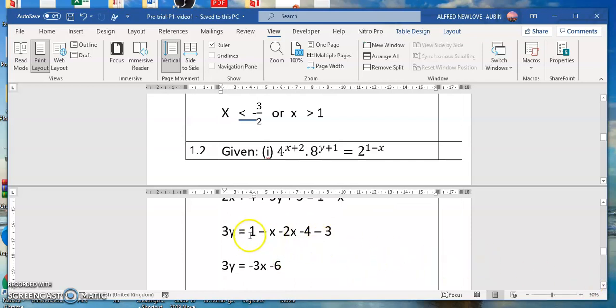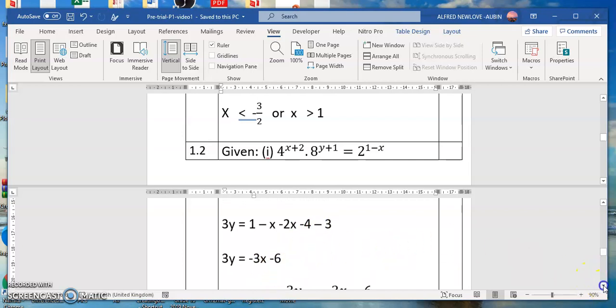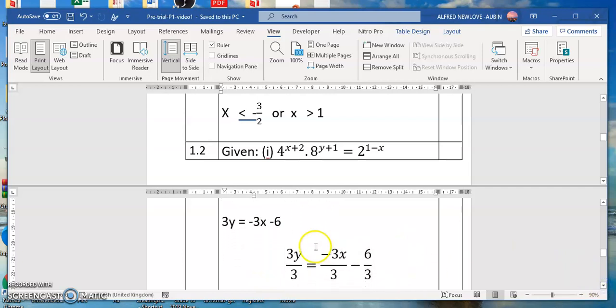Now, before I divide both sides by 3, let me simplify the like terms. What are the like terms? Minus x minus 2x. This is going to give us minus 3x. Remember, there is 1 in front. Alright, so it's like minus 1 minus 2, which is going to give us minus 3x. Then this is also going to be 1 minus 4 minus 3. And what would that give us? Minus 6. Then you divide both sides by 3.